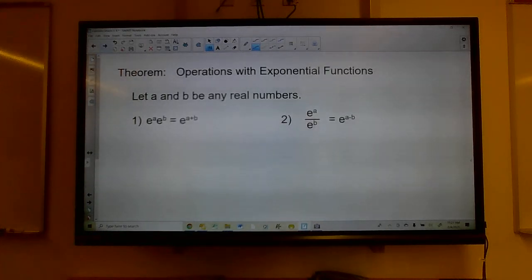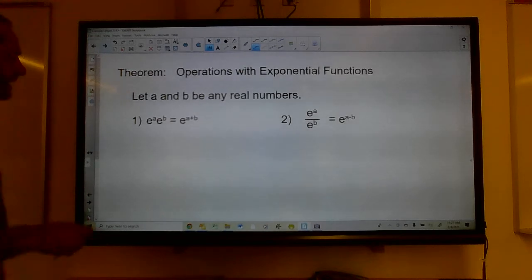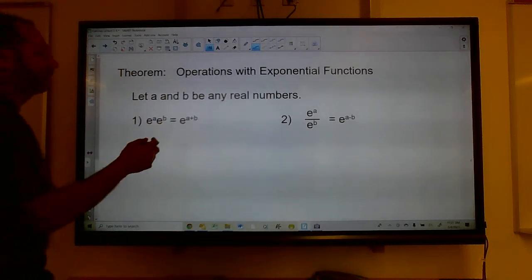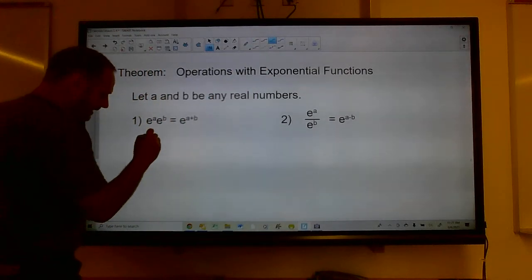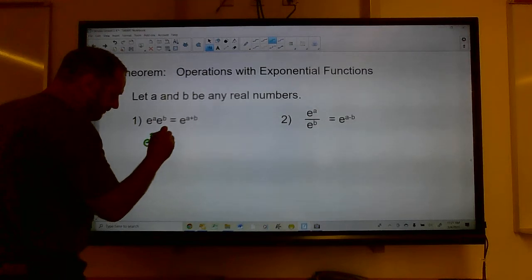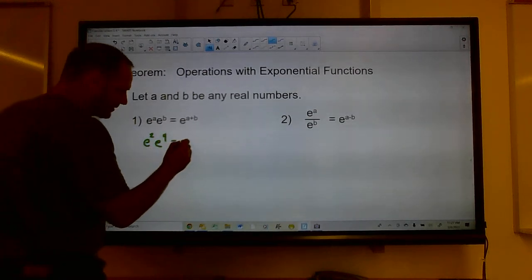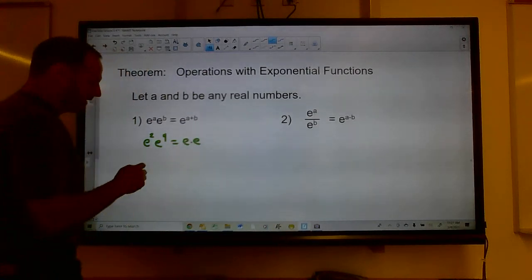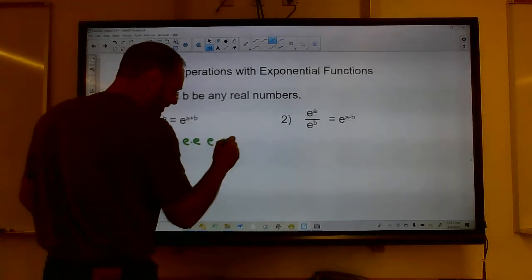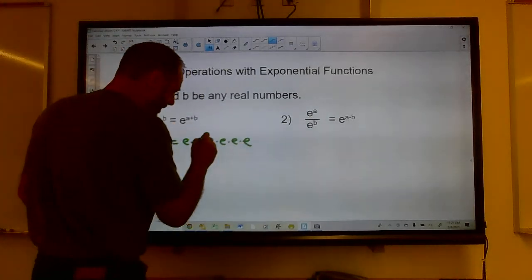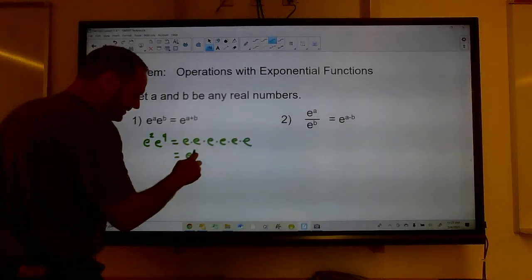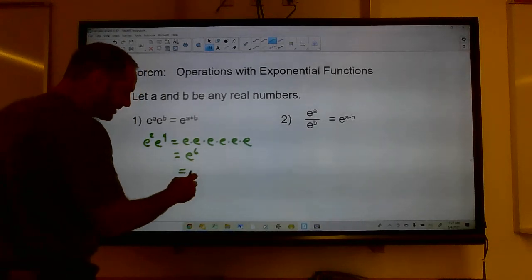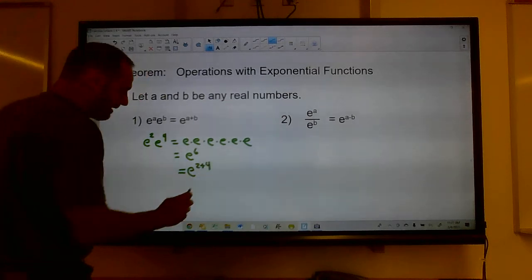Also review, so properties of exponential functions. e to the a times e to the b equals e to the a plus b. This should make complete sense. If I have, say, e to the 2nd times e to the 4th, well, remember, e to the 2nd is just e times e, and e to the 4th is just e times e times e times e, and if I'm multiplying those two things together, that's e to the 6th power, which is just e to the 2 plus 4 power.